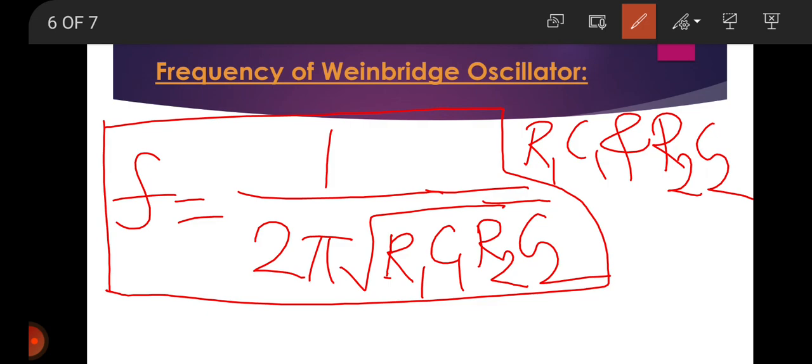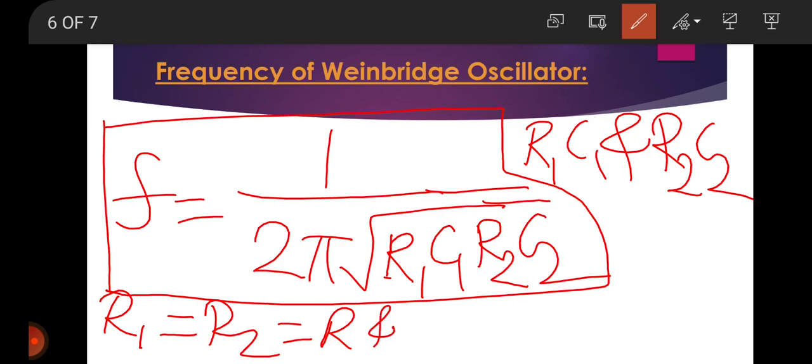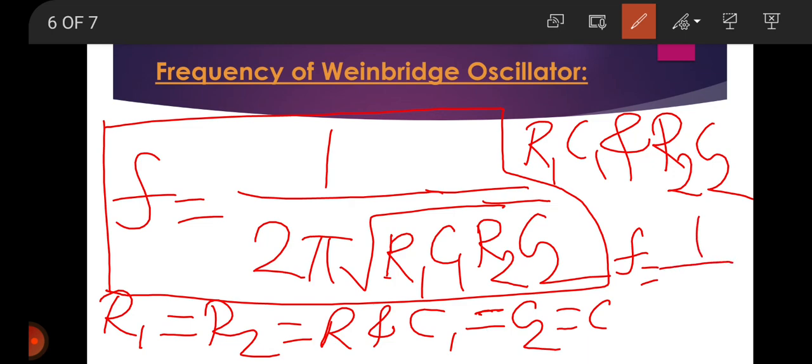And if R1 equals R2 equals R, and C1 equals C2 equals C, therefore the formula becomes f is equal to 1 upon 2 pi R into C.